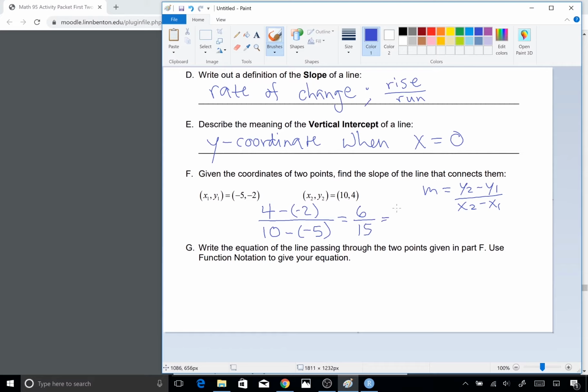And both of these are divisible by 3. That's going to be 2 times 3 over 5 times 3. The 3 cancels, and that's 2/5. So my slope will be m equals 2/5.